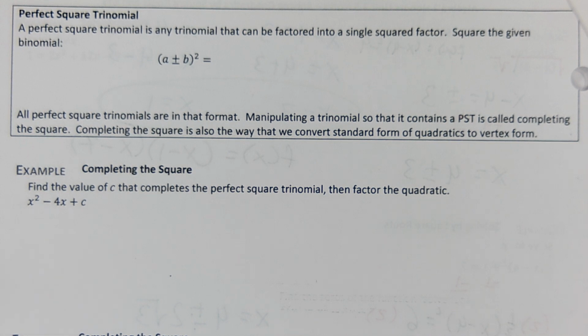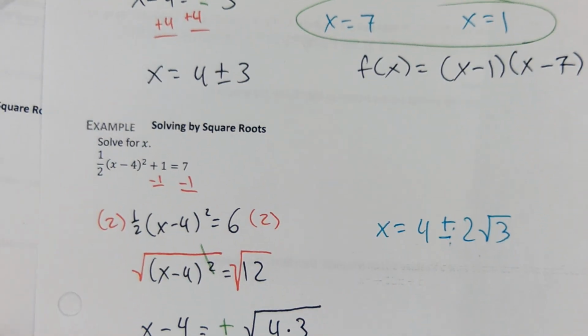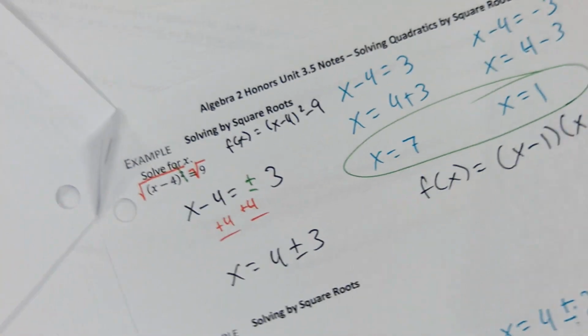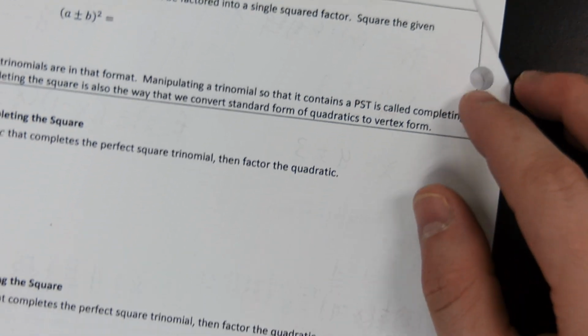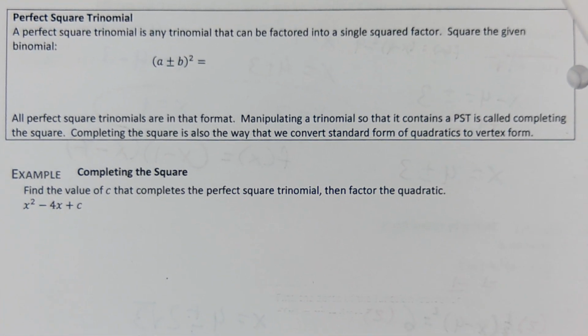So you just saw that it's possible to get irrational numbers. It's also possible to get complex numbers when solving by square roots. But that is if your quadratic is already in vertex form. What if it's not in vertex form is the question. The answer is you convert to vertex form.